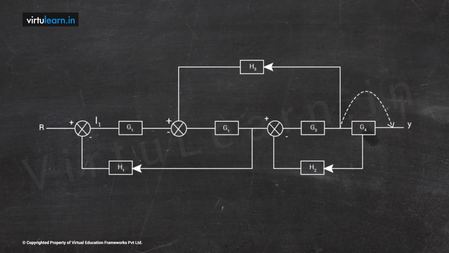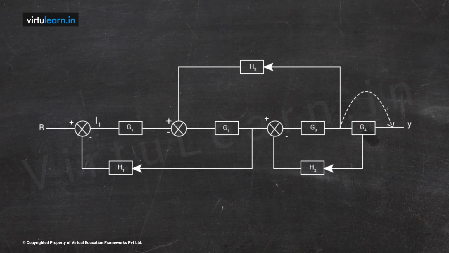So I can eliminate, I can put a block with a gain 1 plus G3. Now once you eliminate, the block diagram looks like this. 1 plus G3 and two more summing points I have. The ultimate aim of any block diagram reduction technique is to eliminate one by one summing points.